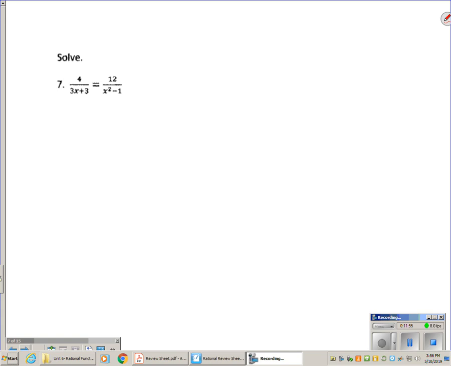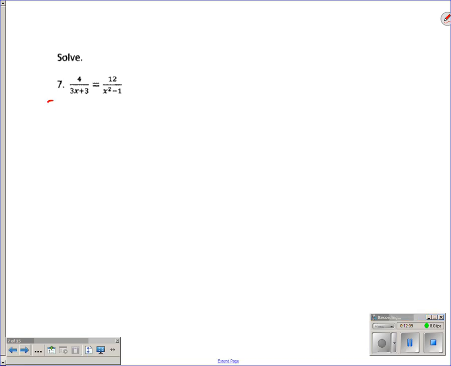All right, so in number 6 we were simplifying. Now we're actually going to solve for the value of x. When solving with these, you have to get rid of the rationals. By doing that, you multiply both sides by your common denominator. It's just like adding and subtracting, so let's figure out what each of these factors to.